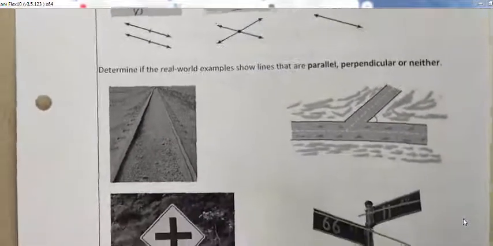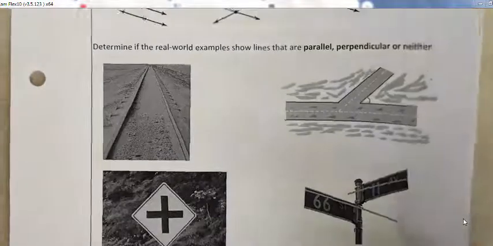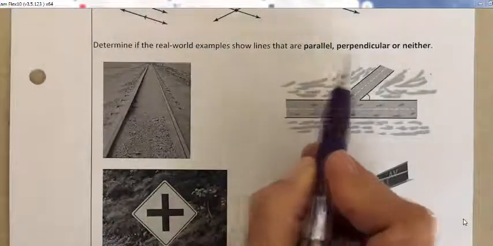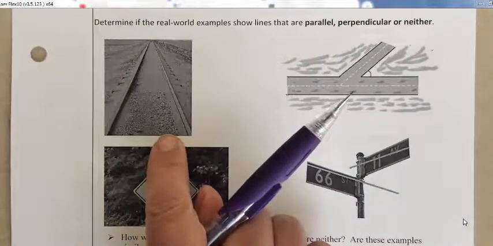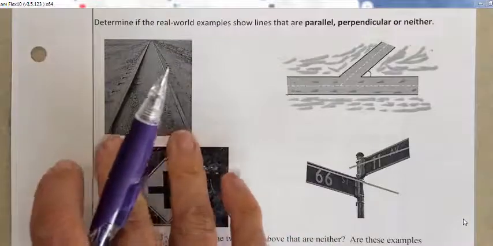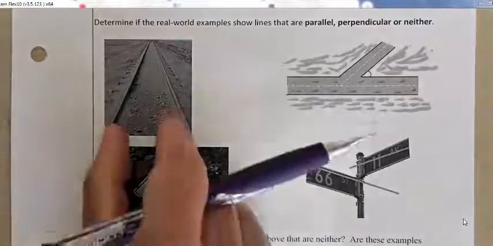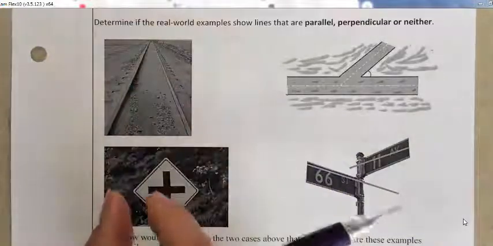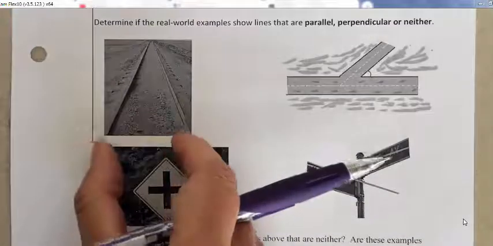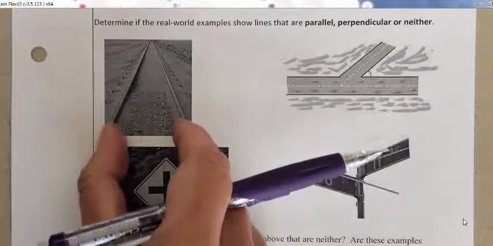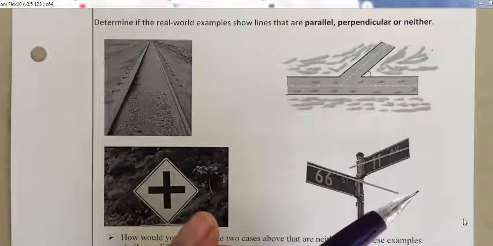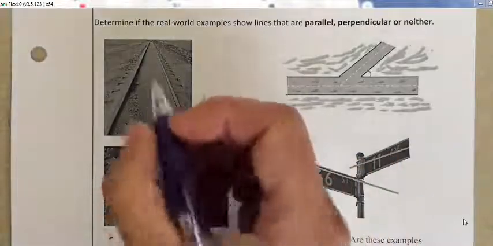All right, so I've given you some real world pictures here. So determine if the real world examples show lines that are parallel, perpendicular, or neither. Okay, so railroad tracks. Well, hopefully you know railroad tracks, even though this doesn't look like it in this picture, it looks like they're getting closer and closer together. That's called perspective. Makes pictures look real. These two tracks better be parallel, or else the train is going to have a really hard time getting anywhere, right? Okay, so these right here are parallel.